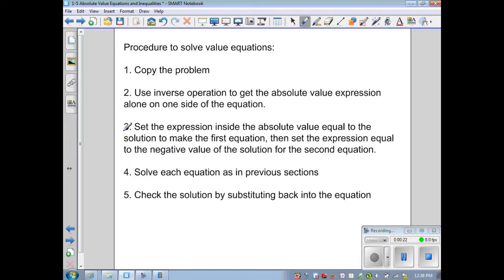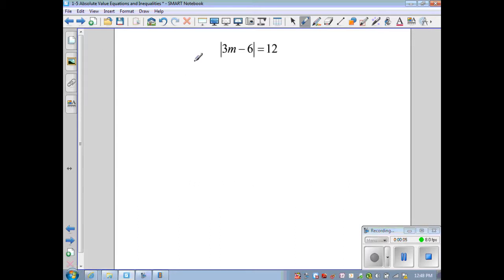We take the expression inside the absolute value, and set it equal to the solution. That will make our first equation. Then we want to set that expression equal to the negative or opposite value of the solution for our second equation. Then solve each equation as in previous sections. And then number 5, check the solution by substituting back into the equation. Let's look at an example.